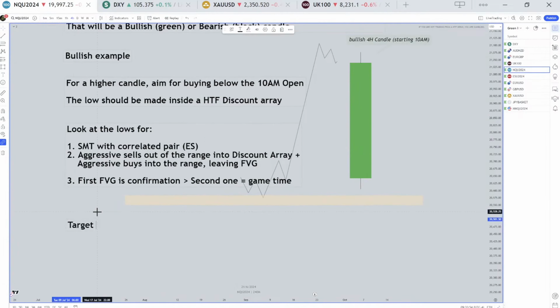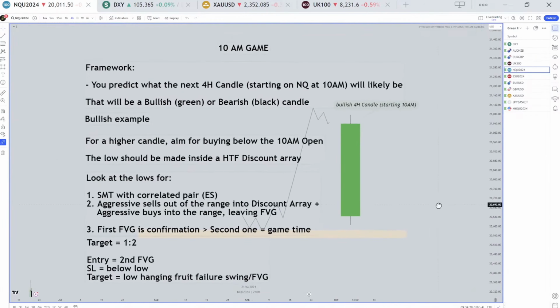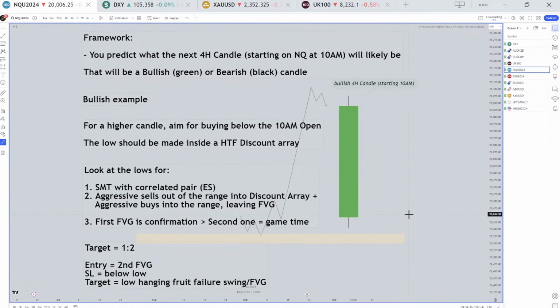Make a little lower. Target is 1 to 2. Entry is the second value gap. Stop loss is below the low. Target is low hanging fruit. Most of the time it's just failure swings or opposing fair value gap. So in the bullish example, it's a premium fair value gap. So yeah, let me look at this and see if maybe I missed something. Yeah, maybe we play the game at the 1 minute.